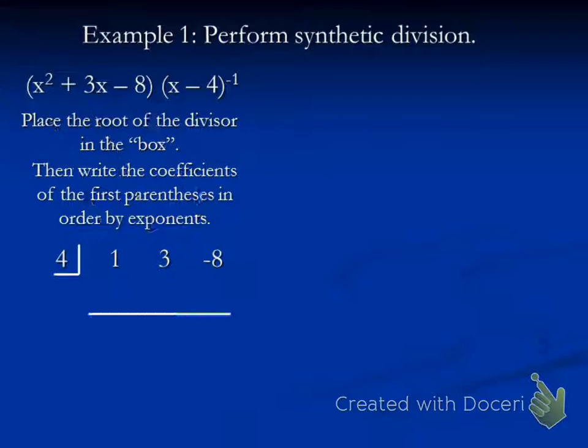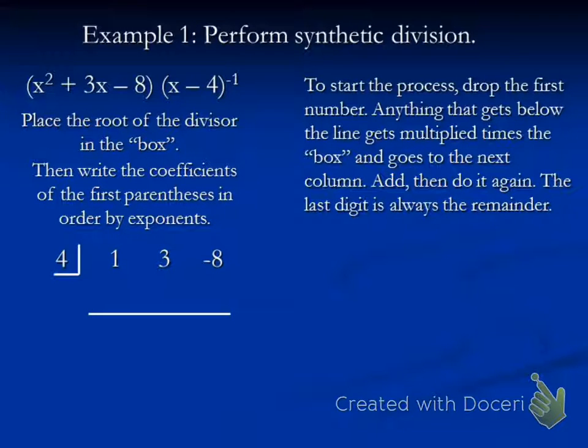Skip a line and draw a line. All right. And then we're going to drop down whatever the first coefficient is. In this case, it is 1. We're going to drop 1 all the way down. And then in the long division process, what did we do? We divide, we multiply, and we subtract.